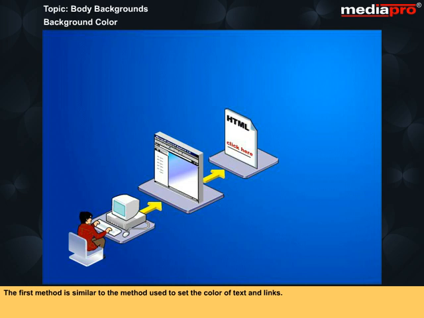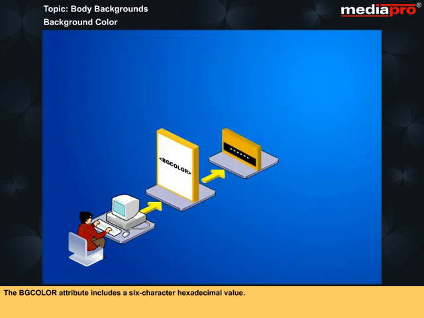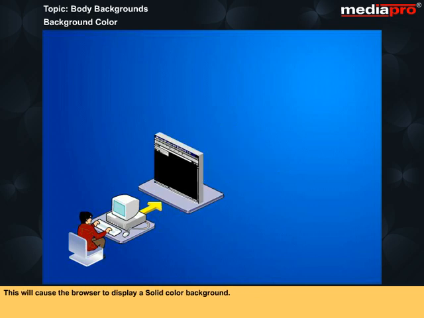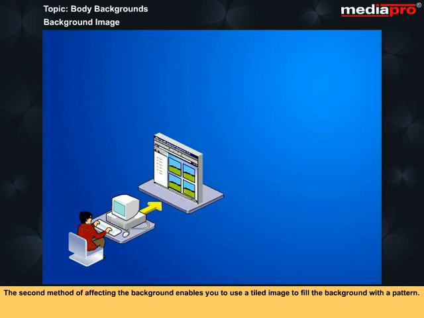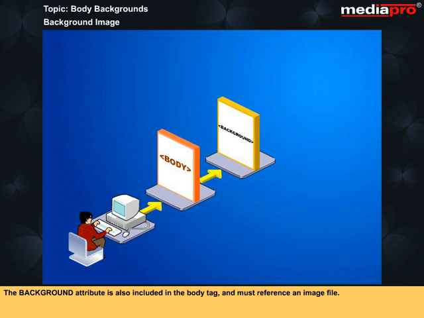The first method is similar to the method used to set the color of text and links. The bgColor attribute includes a 6-character hexadecimal value. This will cause the browser to display a solid color background. The second method of affecting the background enables you to use a tiled image to fill the background with a pattern. The background attribute is also included in the body tag and must reference an image file.